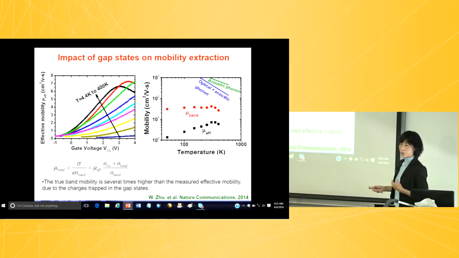So in order to get the true band mobility, we need to know how much carrier is really in the conduction band. By measuring AC conductance and multi-frequency CV, we can extract the number of carriers in the localized states. Then we can extract how much carrier is in the conduction band, and get the true band mobility. So here shows the mobility extracted from the effective mobility method, and the other one is the corrected mobility, the true band mobility. We can see the mobility in the band is much higher than the effective mobility that people usually extract from transistors.